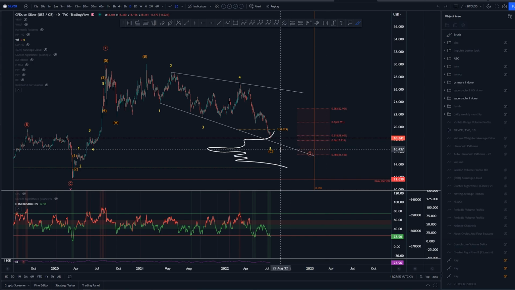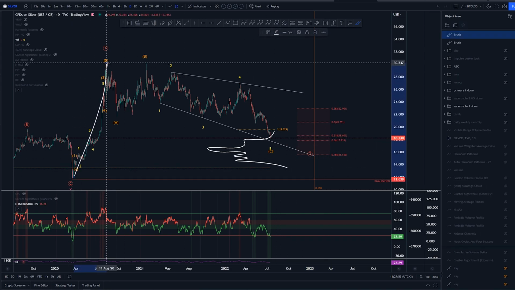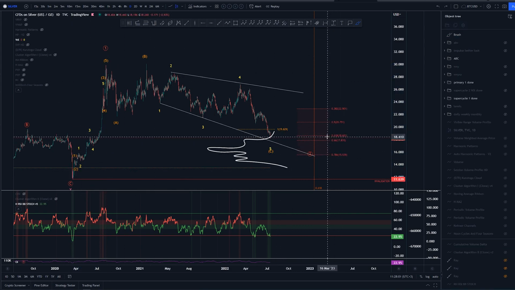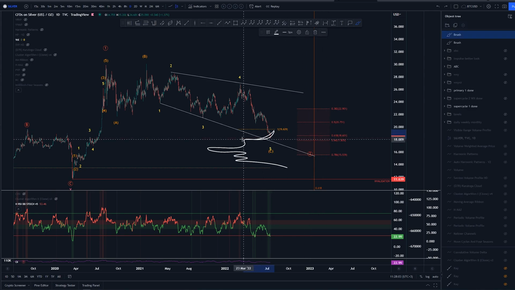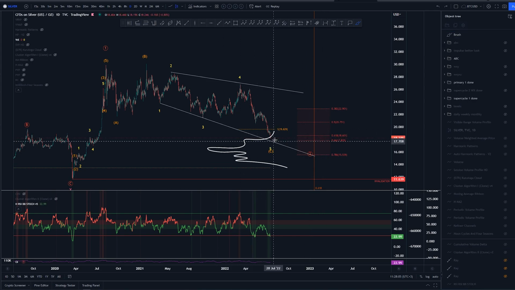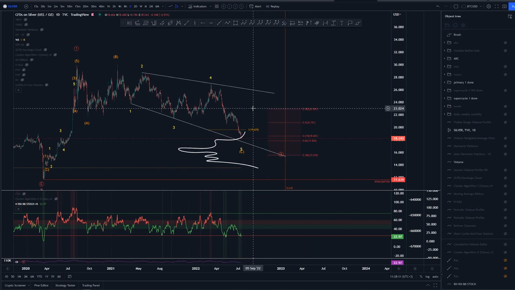Again, the golden pocket of this higher time frame move is definitely going to be offering some kind of support. Of course, we have this volume profile as well drawn out here, and we see that the volume has been starting to creep in, so that is going to be offering more long potential as well.